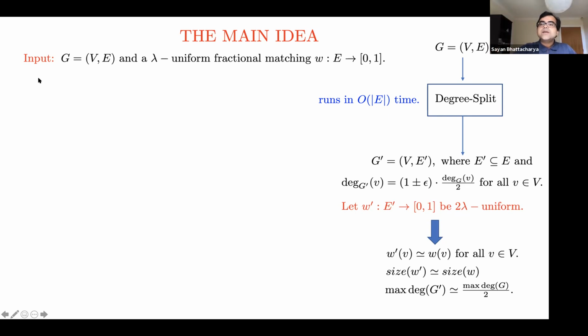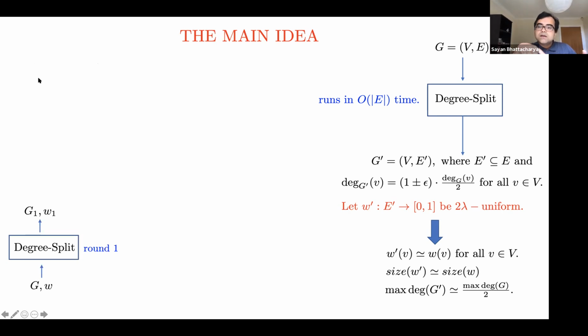Okay, now that we have this degree split subroutine, how can we use this for our sparsification in the static setting? Basically, we will repeatedly apply degree split log n many times. So we start with this graph G and the fractional matching W. We apply one round of degree split. We get a subgraph G1 and a fractional matching W1.